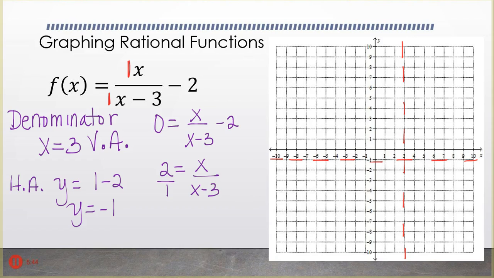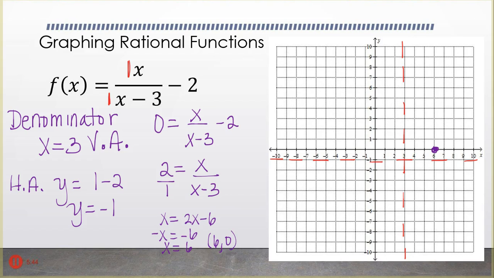And then I'm going to cross multiply, treat this like a proportion. So that gives me x times x equals 2 times x minus 3. Subtract 2x. And we get x equals 6. So we have an x-intercept at (6, 0).